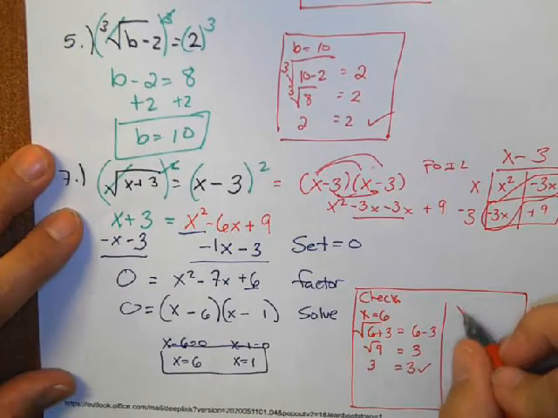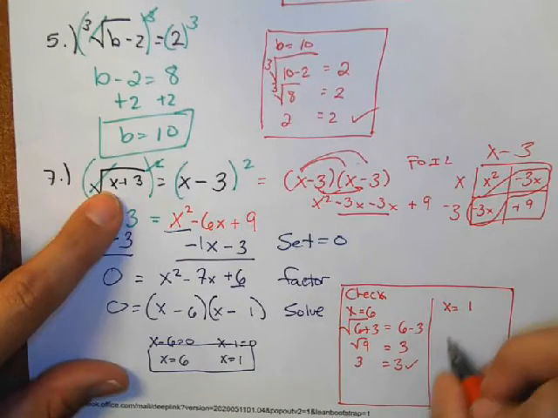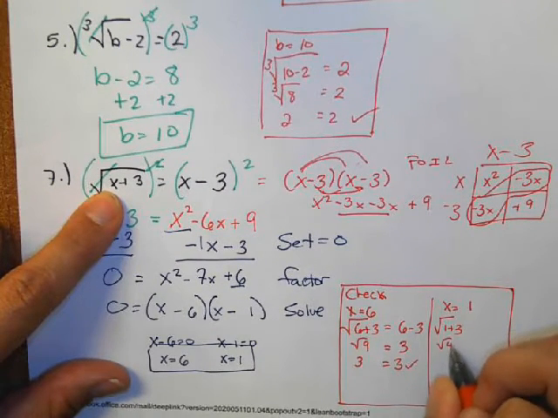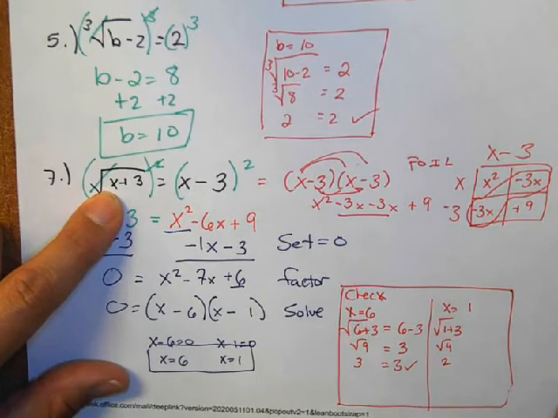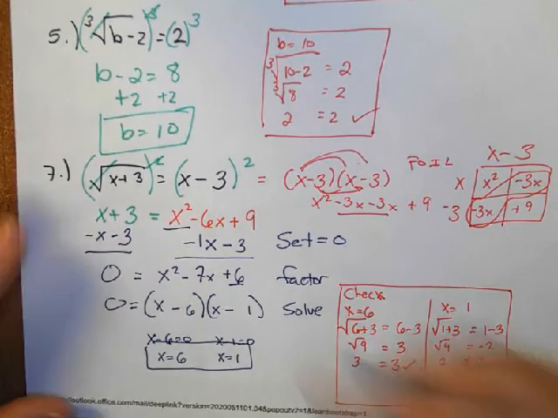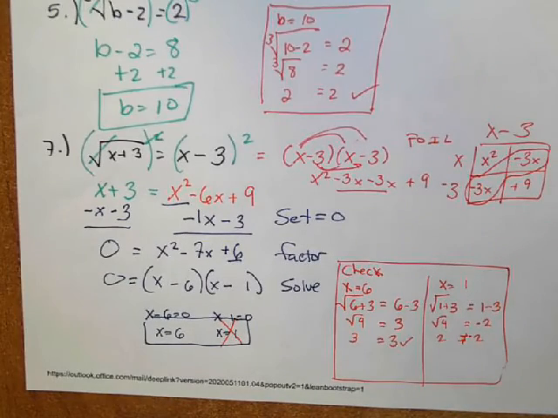Check my second answer, x equals 1. Going back to my original, plugging it in. Square root of 1 plus 3 is square root of 4. Square root of 4 is 2. On the right side of the equation, I have 1 minus 3. 1 minus 3 is negative 2. 2 does not equal negative 2. So I'm kicking out my second answer of x equals 1. So my only true answer is x equals 6.